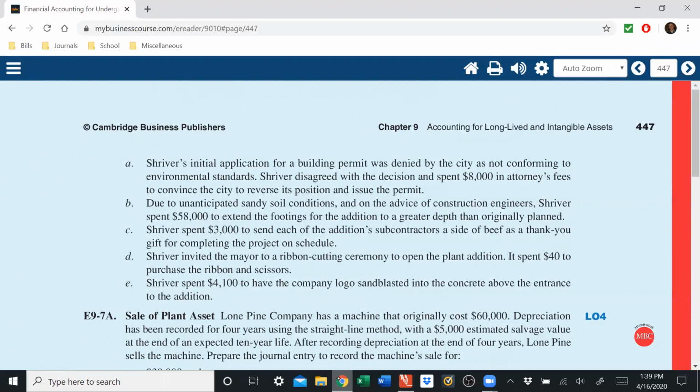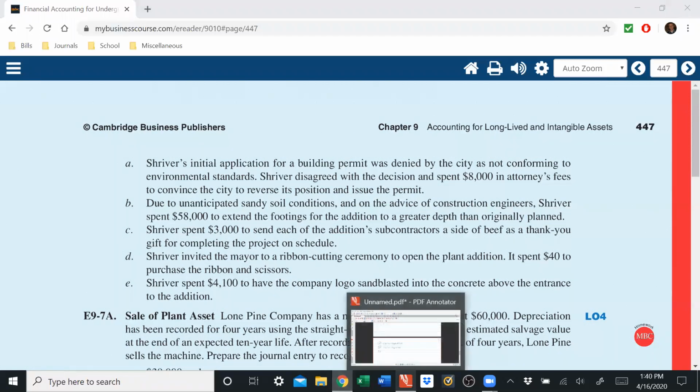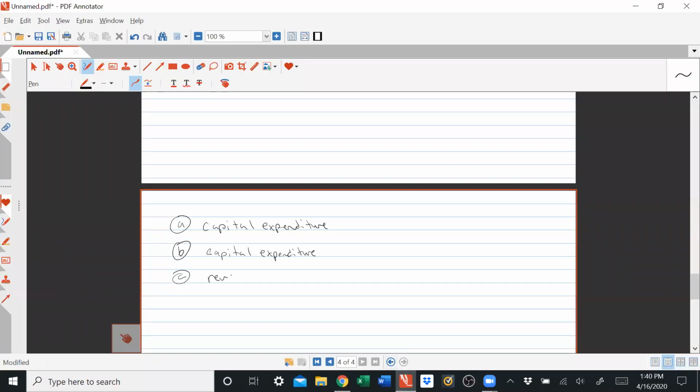C, Shriver spent $3,000 to send each of the addition's subcontractors a side of beef as a thank you gift for completing the project on schedule. This is just an expense. This is a revenue expenditure. This cost does not extend the useful life of the addition to the building. It doesn't improve the quality or quantity of the addition's output, and it doesn't reduce the building's operating costs. So this $3,000 would not be debited to building, it'd be debited to expense.